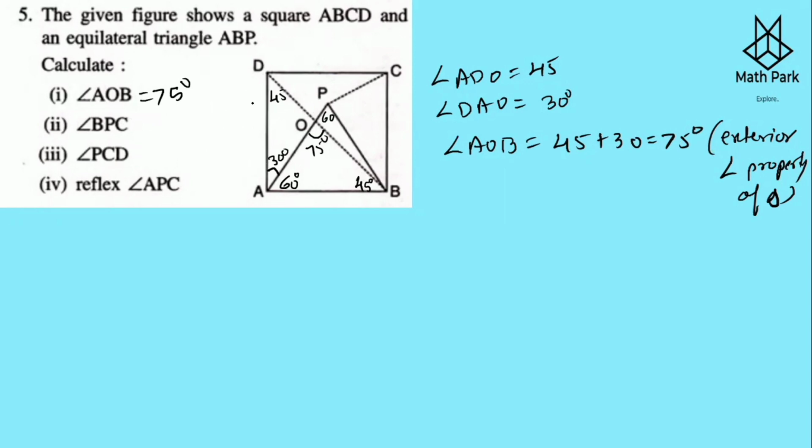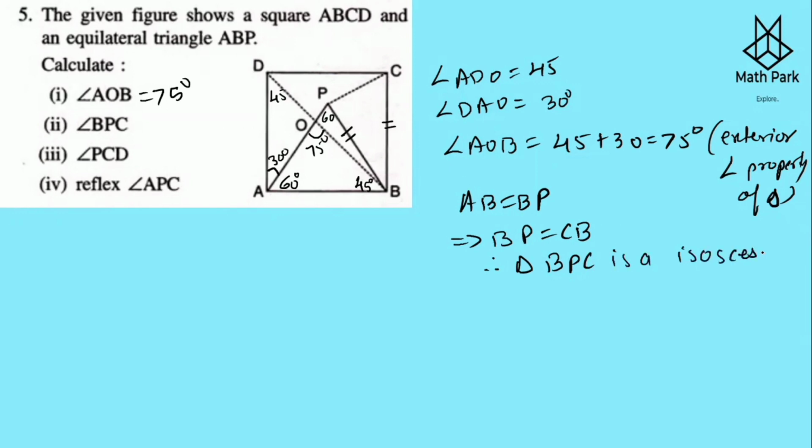Now, we know that ABP is an equilateral triangle. So therefore, we get BP is equal to CB, because all sides of a square are equal and we have AB is equal to BP. So from this we get BP is equal to CB. So therefore we get triangle BPC is an isosceles triangle.